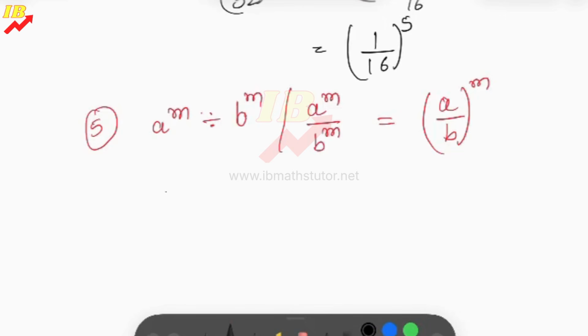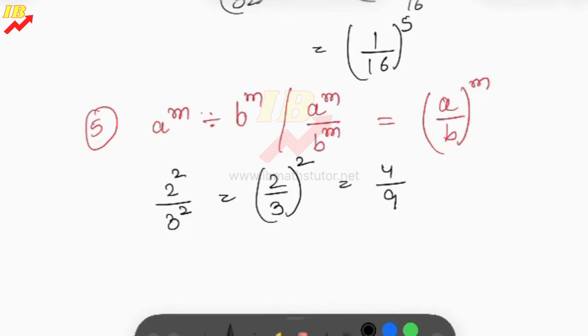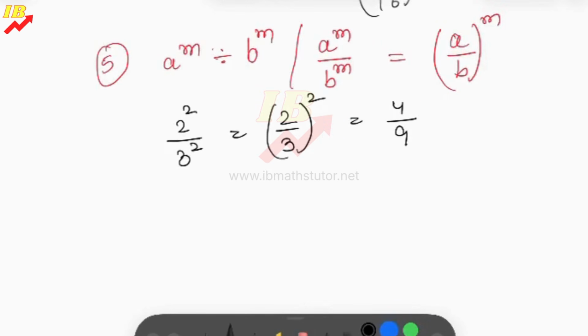Same thing is happening here. If it is 2 to the power 2 over 3 to the power 2, that makes it 2 over 3 to the power 2. Okay, if you want to solve it further, as it is below 5, we can do it. It's 4 over 9. Okay.